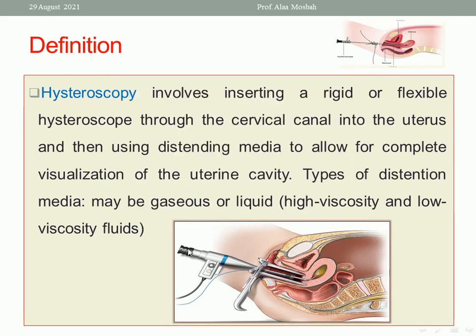This media may be CO2 or liquid, like high viscosity liquid like Dextran 70 or low viscosity liquids like glycine 1.5%. So this is the media which distends the uterine cavity to allow visualization. And this is a picture of the hysteroscope inside, visualizing the uterine cavity.